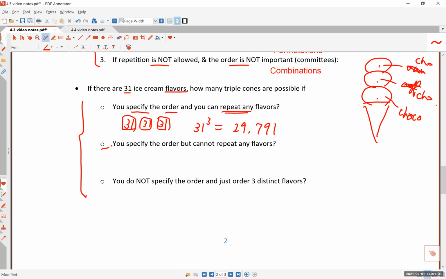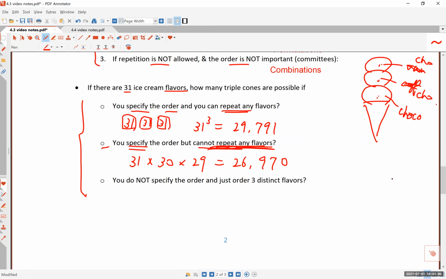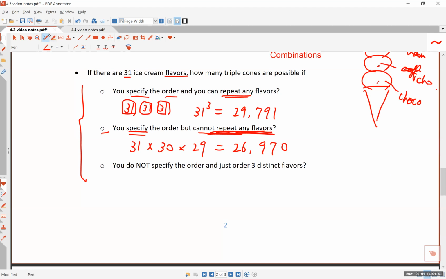Look at the second situation with a little bit more restriction. You can still specify the order, but you cannot repeat any flavors. So in other words, you have to pick 3 distinct flavors. In that case, you'll have 31 to choose from for your first flavor. And once you choose one of those 31, you have only 30 left because every choice has to be different. So it's 30 and then 29. So you'll end up with slightly fewer choices. That's 26,970 different permutations, because of this requirement that the repetition is not allowed.